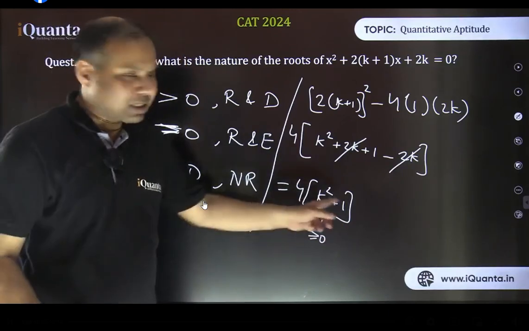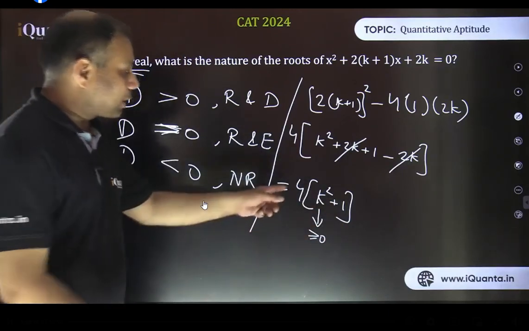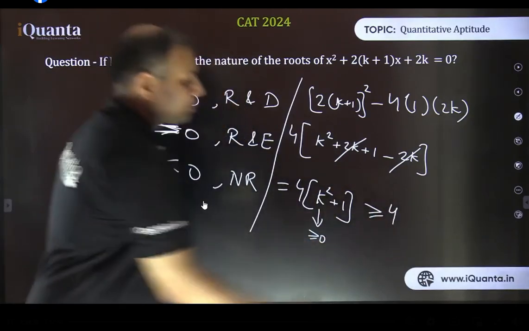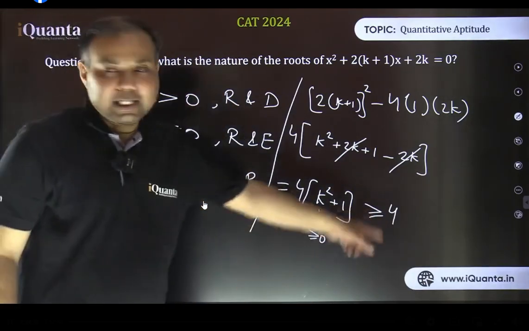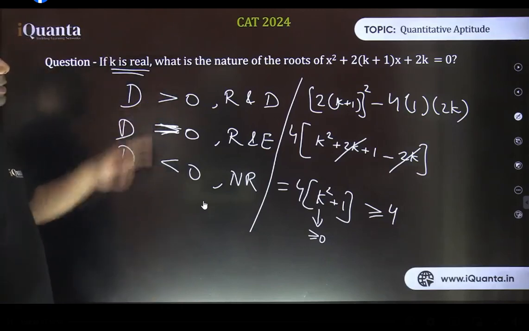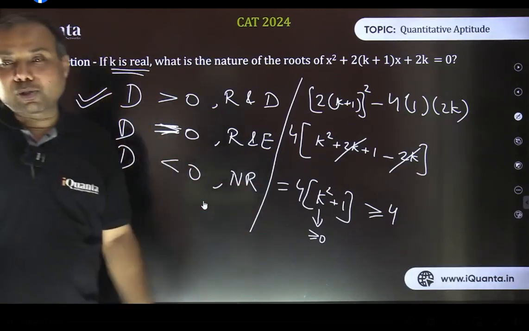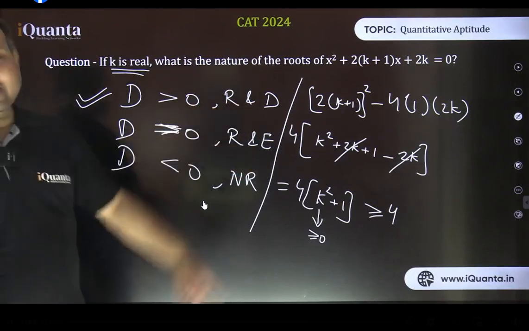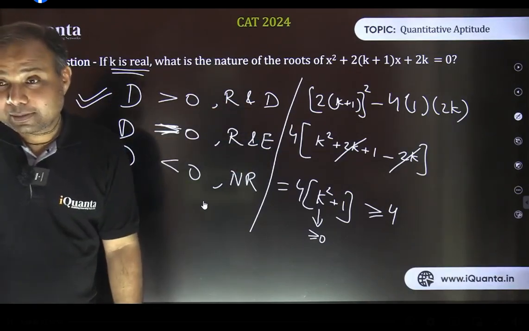Acha, I think you are telling the value of this complete expression. Okay, fine. So this is going to be 4 into greater than or equal to 1, that means it is greater than or equal to 4. This is certainly greater than or equal to 4. That means it is greater than 0 for sure. It cannot be equal to 0 also. So certainly the answer is going to be real and distinct roots. Is that fine?